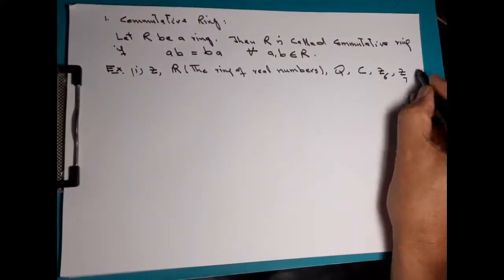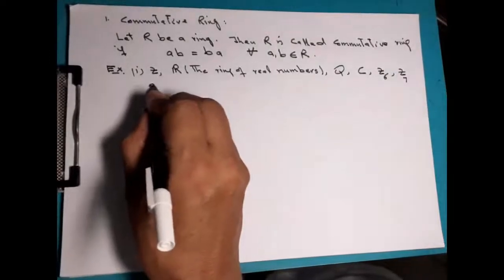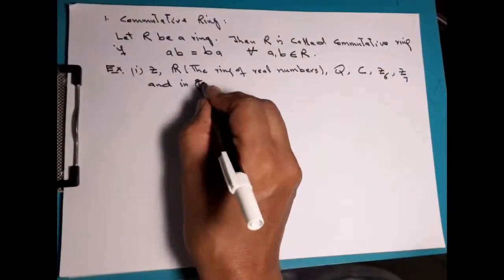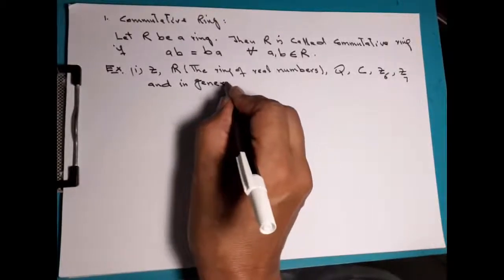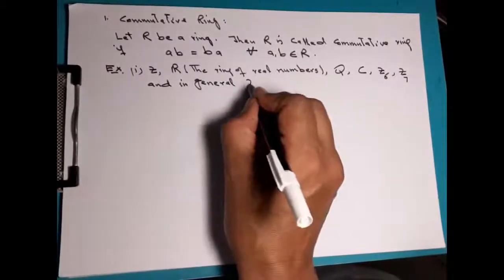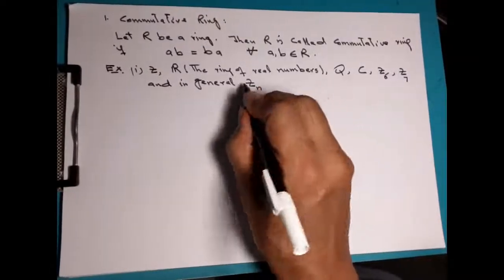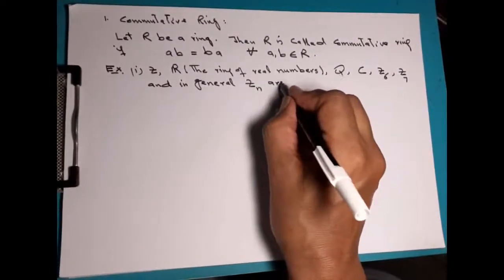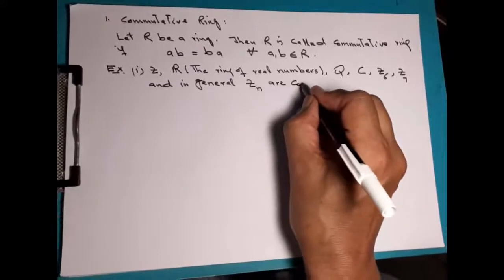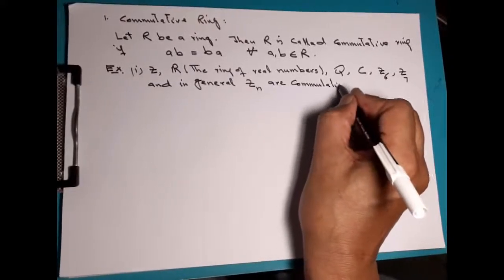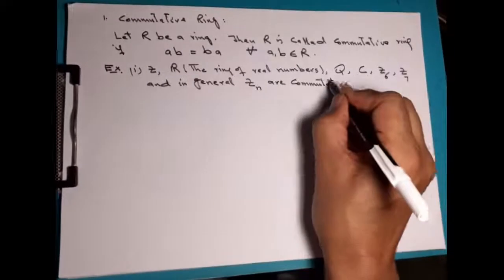Z7, and in general Zn are commutative rings. So these are commutative rings.